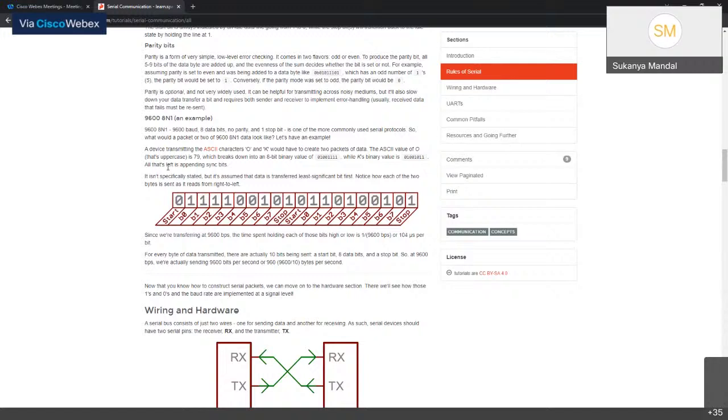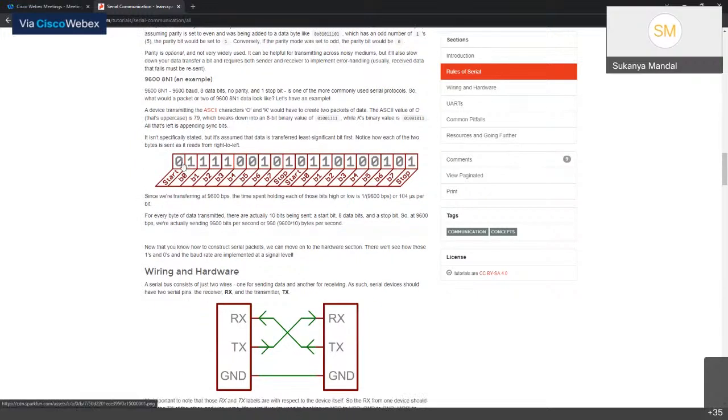So all that's left is appending the synchronization bits, which are the start and stop bits. Then basically it looks like this: 0, 1, 1. These are the data bits, the start bit, the stop bit, again the start bit, data bits, and the stop bit. Similarly for K, it's the same.